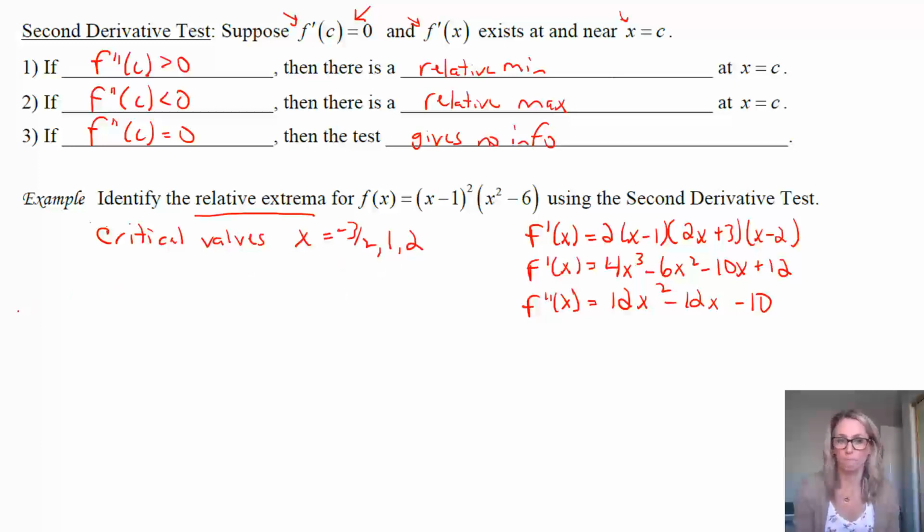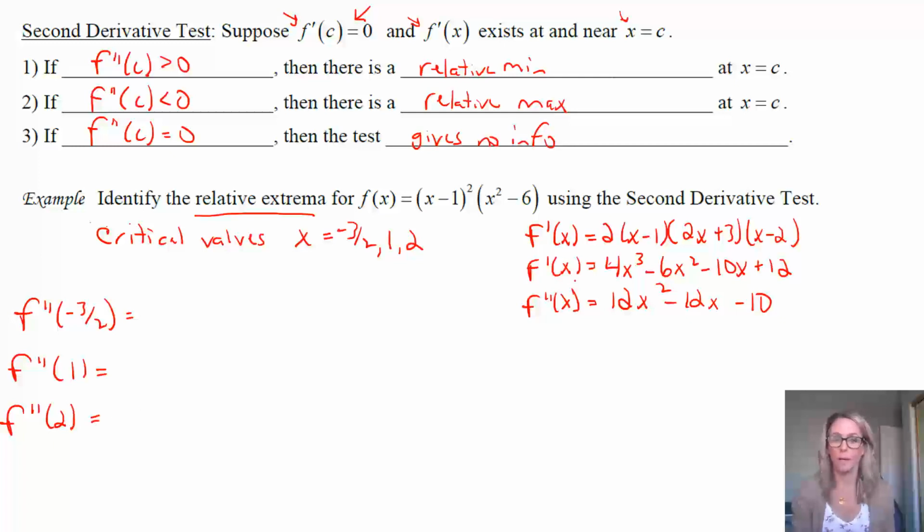What this tells us is that we can find out relative min or relative max simply by plugging these values into the second derivative. So all we do is plug it in and see whether we have a value that's positive or negative. So we're plugging things into the second derivative.